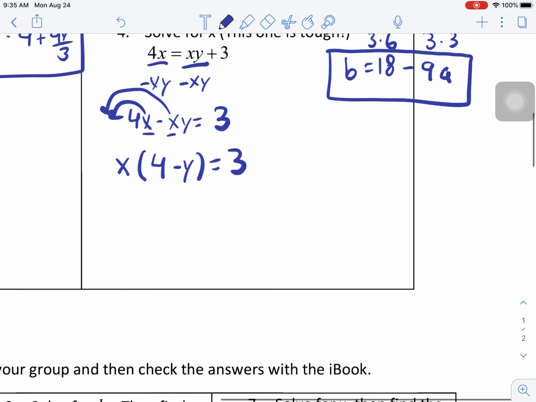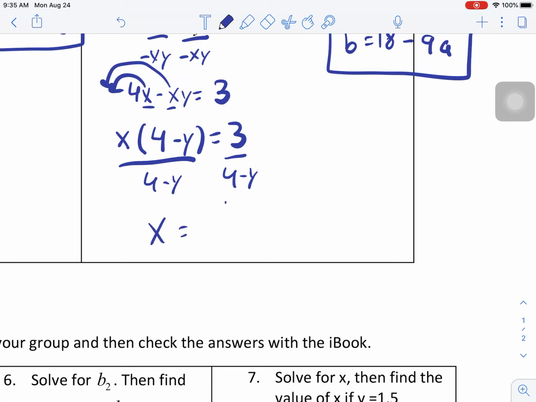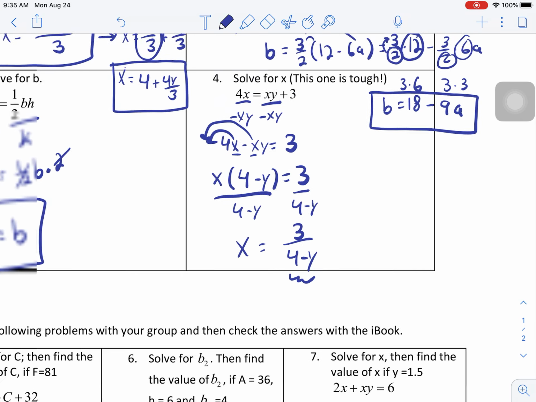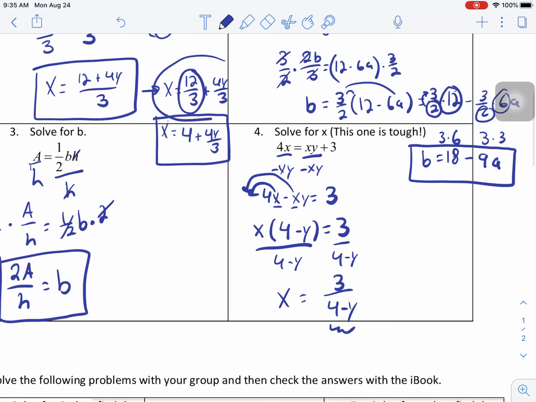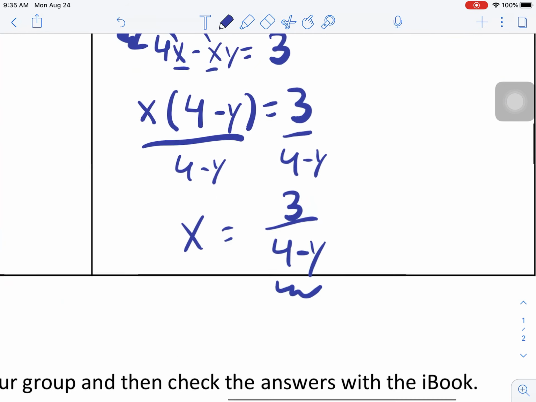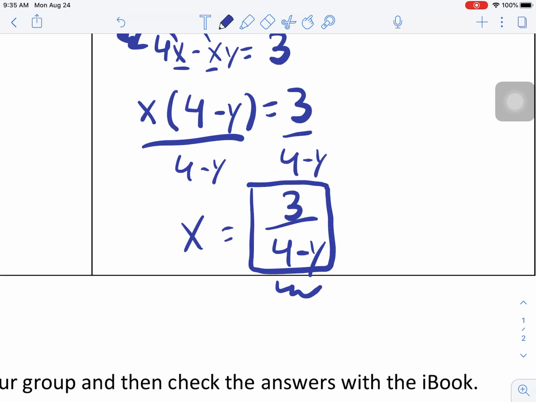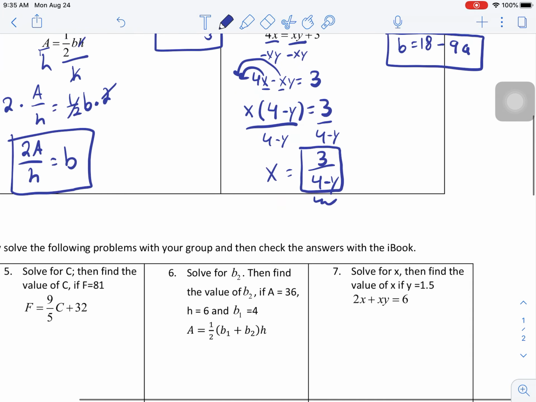So then we're going to finish this, and we're just going to divide by 4 minus y, divide by 4 minus y, and we would get x is equal to 3 over 4 minus y. And because there's two things in the denominator here, we cannot break it up like we did in this first question right here, okay? So that means this is for sure our final answer. It can't be broken up, okay?